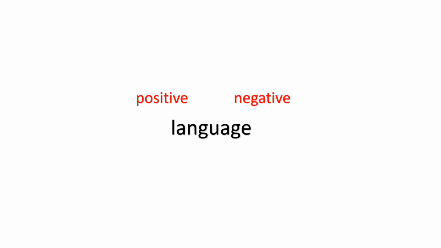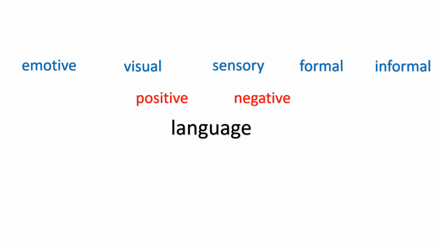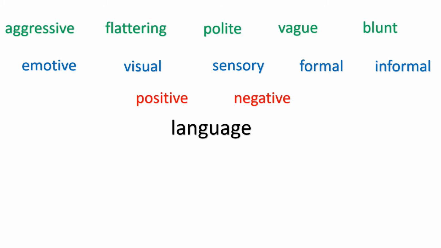Is the language emotive? Is it trying to create an emotion? Is it visual, trying to build a picture? Is it sensory, trying to put us there? Is it formal, serious? Or is it informal, quite friendly and personal? But then there's even more, because we can look at it further and say, well, actually the language is quite aggressive or flattering, polite or vague. The writer's not quite clear what they're trying to say, or they're hiding something. Or are they very direct and blunt?